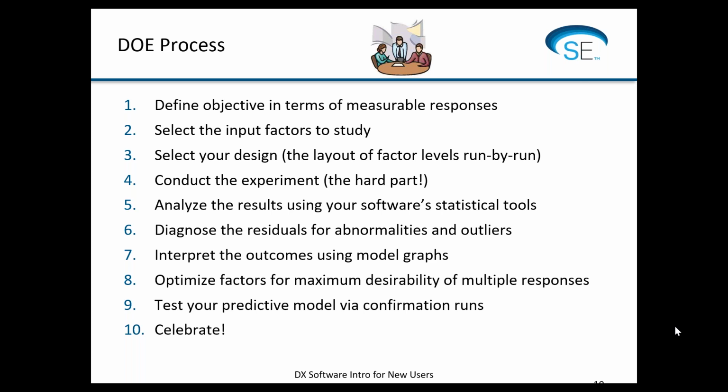We're going to step back in and give you some really cool tools to analyze the results, capitalizing on the statistics involved. We're going to look for residuals and abnormalities or outliers. Then we're going to interpret the outcomes, and we're really going to rely on graphical tools as much as possible, because a picture's worth 1,000 words, right? So using graphical techniques, we can often discover a lot about the process. We're going to give you some optimization tools so you can optimize the factors for maximum desirability. And then we're going to recommend that you go ahead and test your predictive model by doing confirmation runs, right? So you found your optimal performance, now go prove it. And once you're there, it's a good time to celebrate.